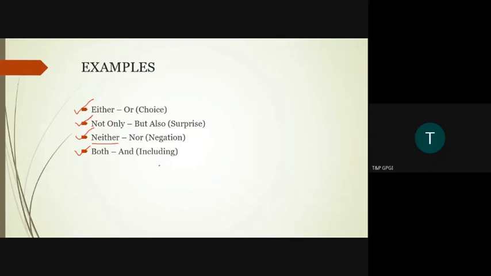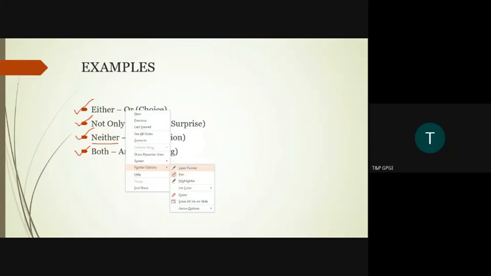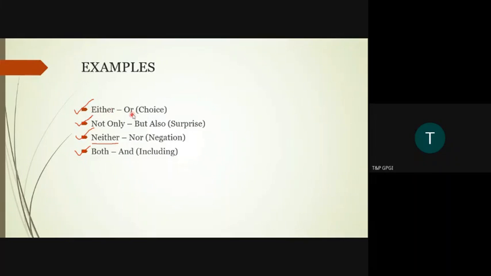Okay, so I'll give you some more examples of this. For example, the first one goes: they told me to either buy the shoes or put them back. Either buy the shoes or put them back. Choice.